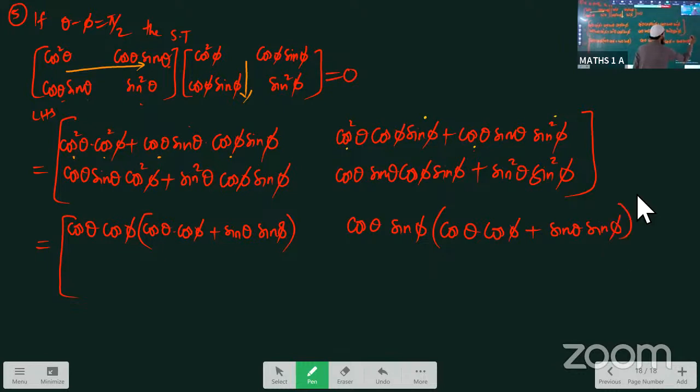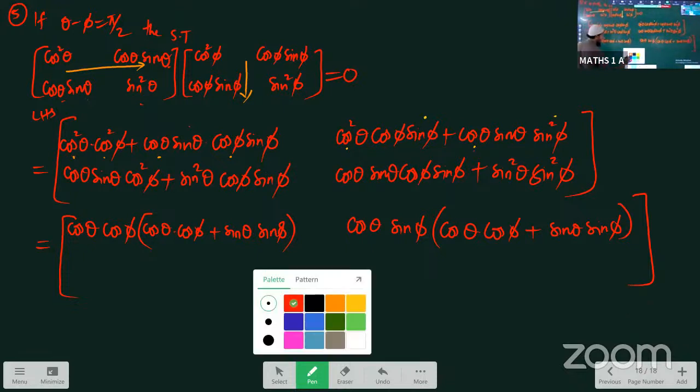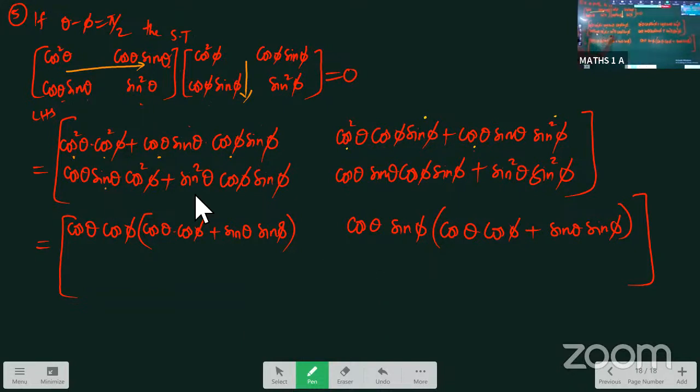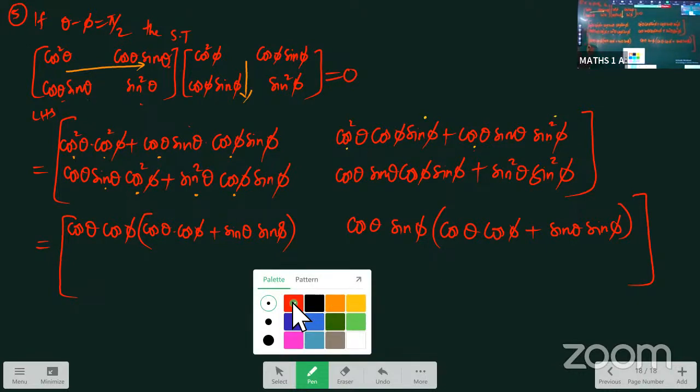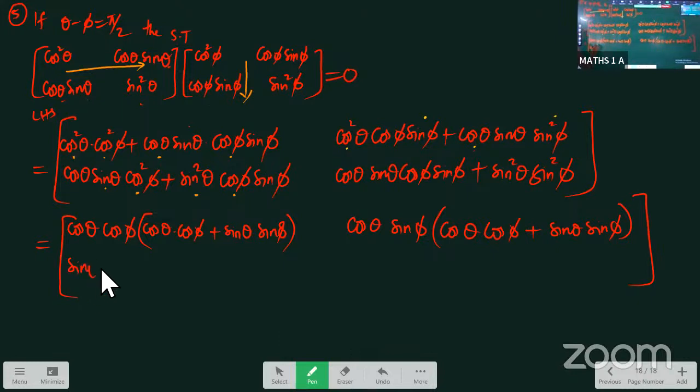In the same way, take common here as well. What can we take common here? Maximum, one sin theta we can take common and one cos phi we can take common. So sin theta and cos phi I am taking common. After taking common this, what is remaining here? One cos theta and one cos phi are remaining, plus one sin theta and one sin phi are remaining.